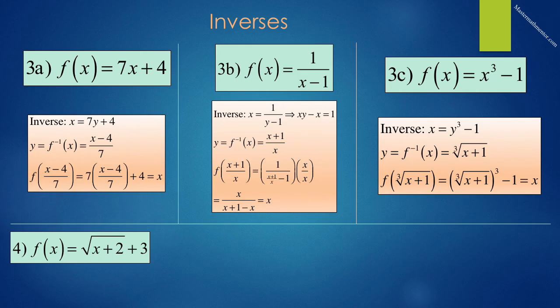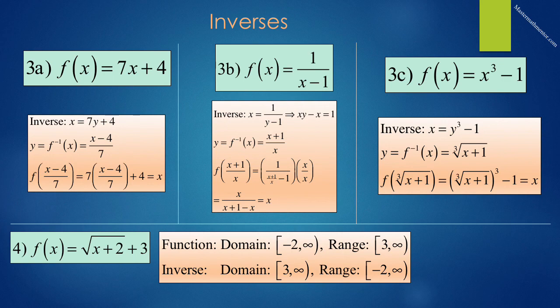In number 4, you are given the function f of x is equal to the square root of (x plus 2), plus 3. And you are asked to find the domain and range of the inverse function without actually finding the inverse function.